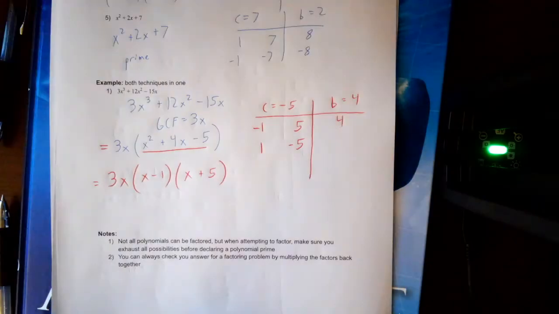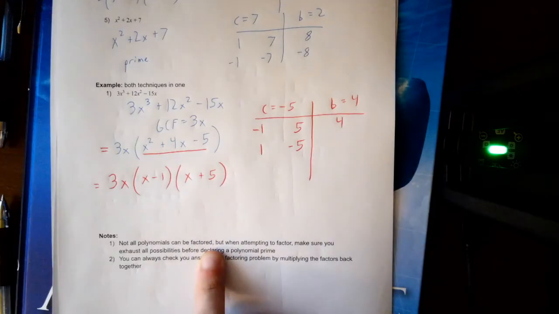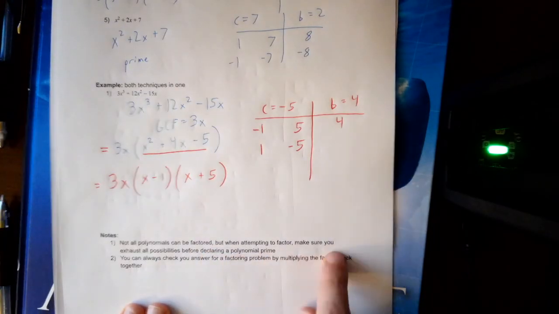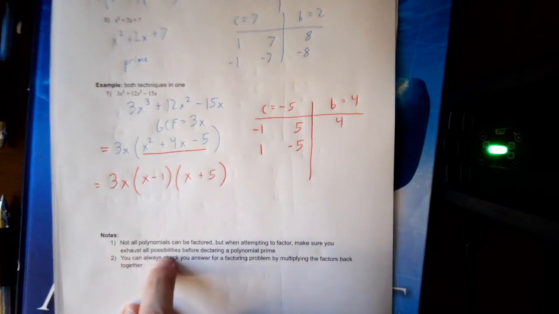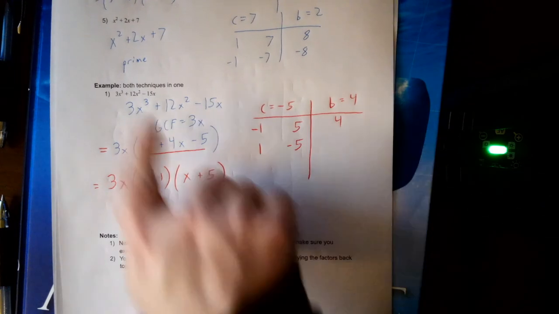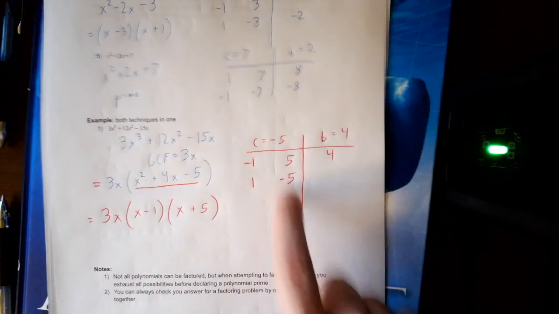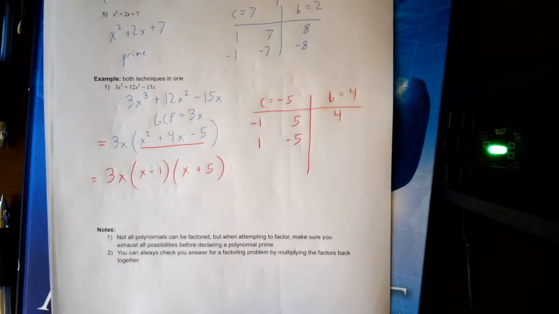Now, let's look at notes. Not all polynomials can be factored. Boom, example. But when attempting to factor, make sure you exhaust all possibilities before declaring a polynomial prime. Don't just say it's prime because the first thing you tried didn't work. You got to try all combinations, right, before you can say it's prime.